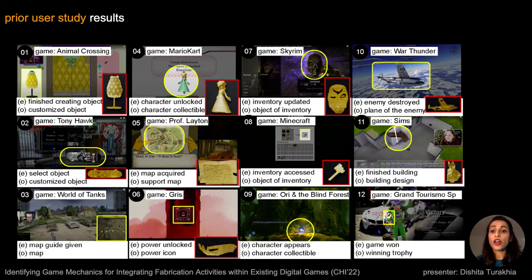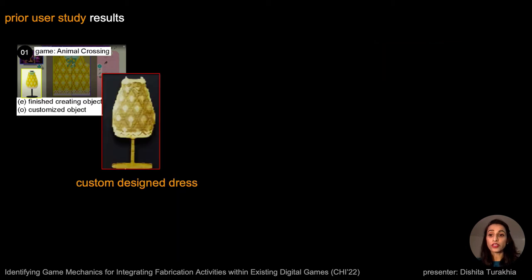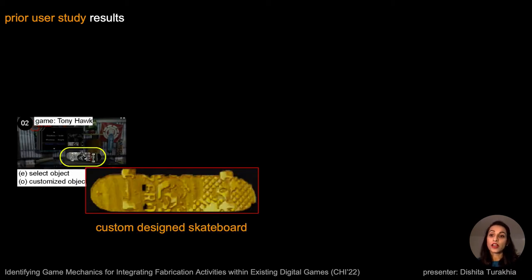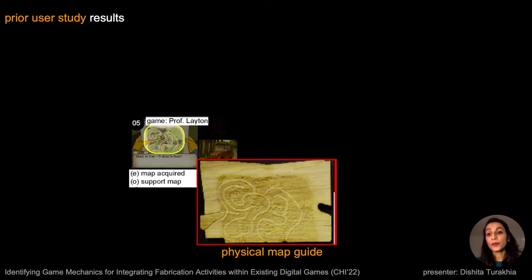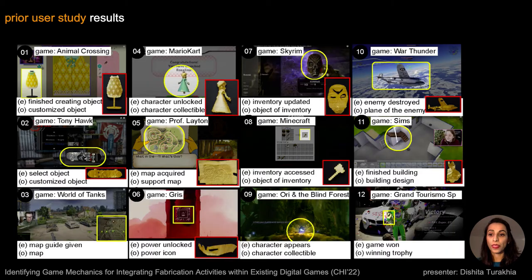The fabricated objects from these integrated events also had a variety of uses, such as this custom designed dress fabricated for personal collection from the game Animal Crossing, and this personalized skateboard fabricated from the game Tony Hawk, and this physical map to guide in the game Professor Layton.